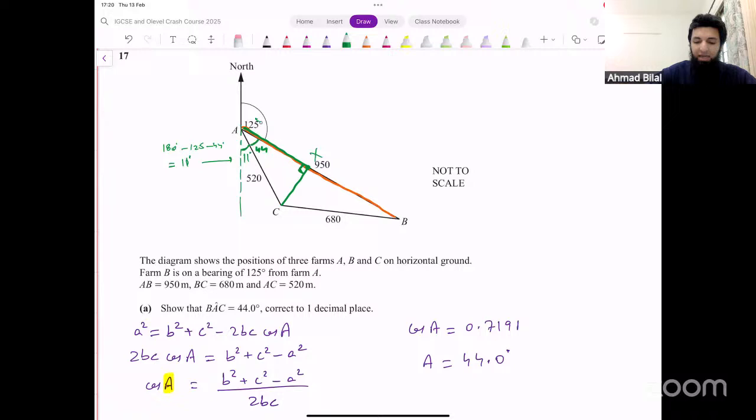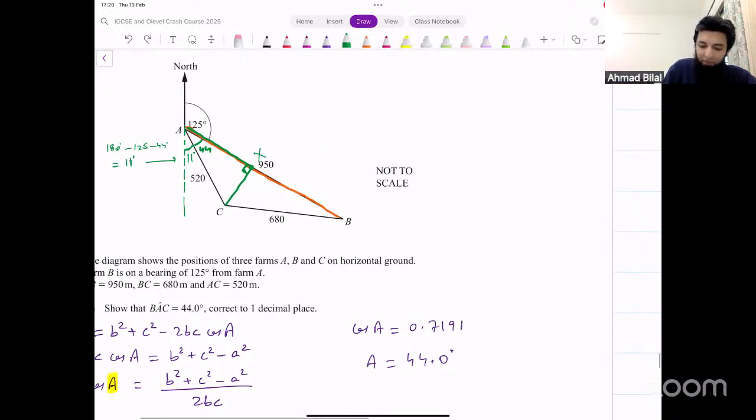We can find the distance AX from that. Now, with respect to the angle 44, this side is adjacent. It's the adjacent side, we can say that's the base. 520 is the hypotenuse. What's the ratio between base and hypotenuse?